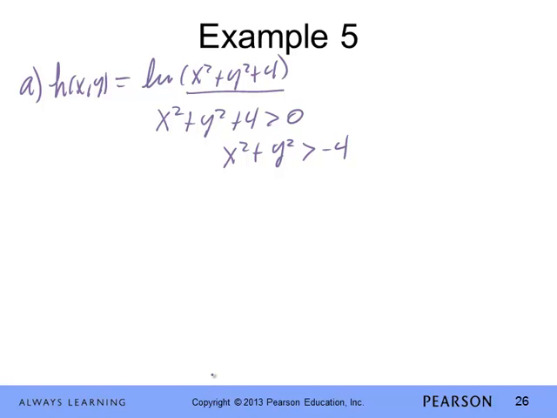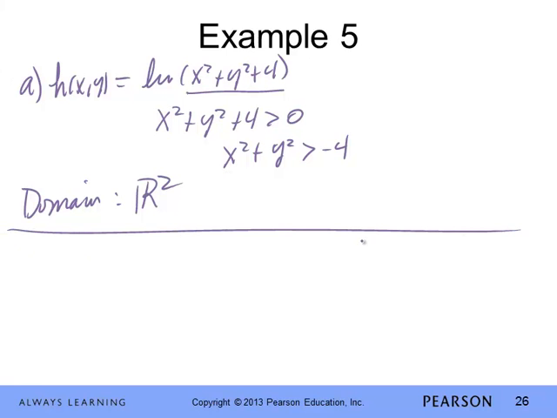So in other words, the entire real plane is going to be the domain for this composite function. Does that make sense? There aren't any restrictions on x and y. So the domain in this case is just all of R2, and it's continuous. Also continuous on R2 as well.